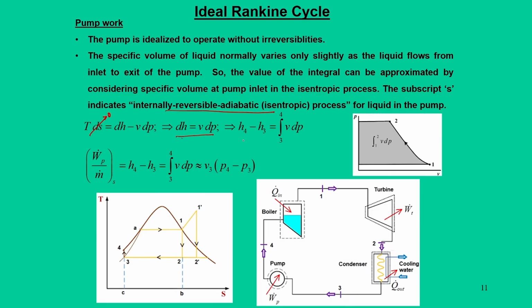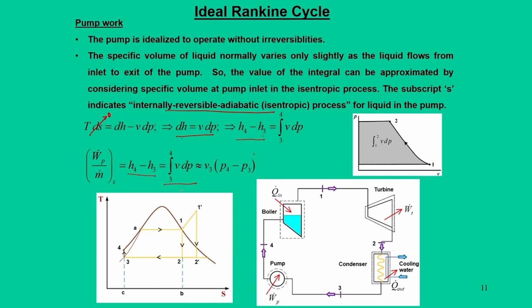So, we rewrite this equation as H4 minus H3 as the integral of VdP, and H4 minus H3 is nothing but the input work per kg of fluid or water. So, this becomes W dot P by m dot is H4 minus H3. So, that is nothing but the integral of VdP.